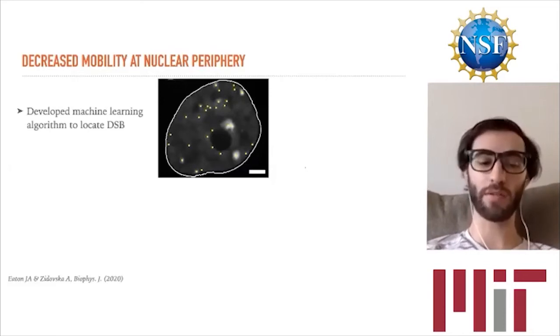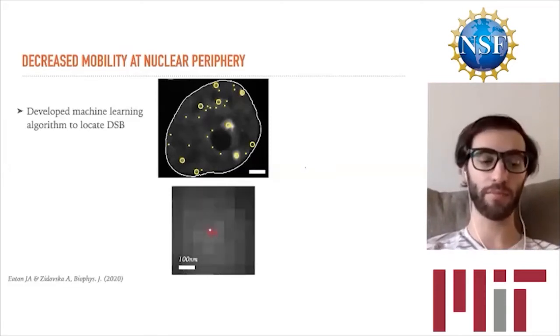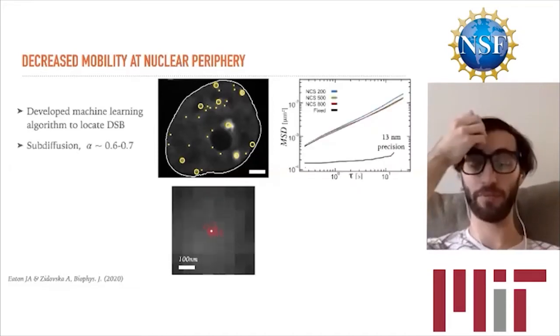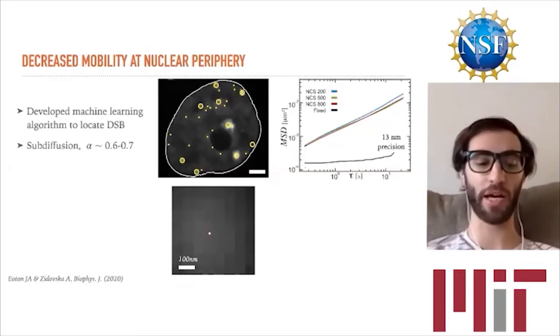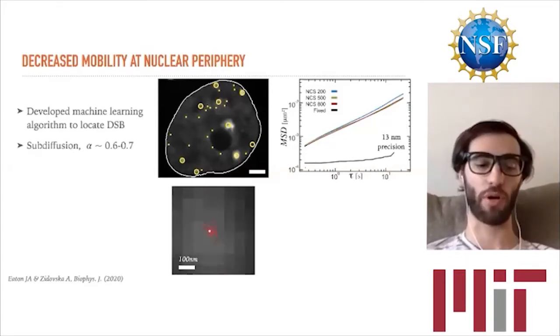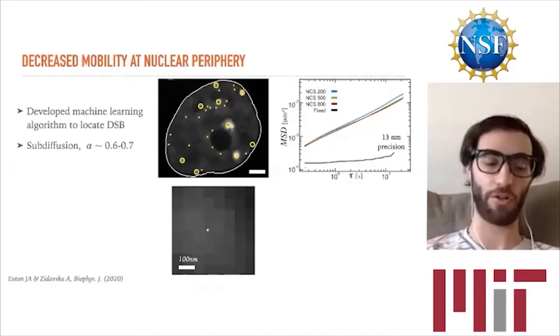For those break foci that have a high signal-to-noise ratio, we track the movement of the double-strand break foci centroids with 13-nanometer precision, and the ensemble mean square displacements from that are shown right here. As you can see, we obtain subdiffusive motion for our double-strand break foci, but there doesn't seem to be a huge difference between the different concentrations of our drug. So this is pretty great, but by itself, these dynamics do not seem to be that interesting.